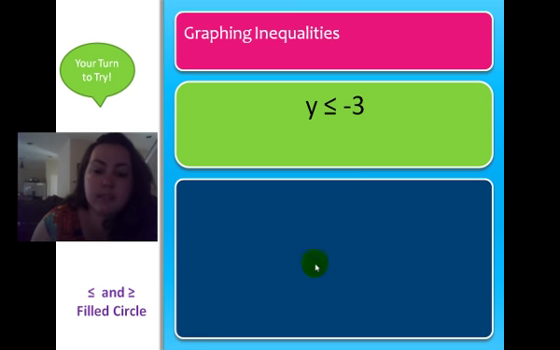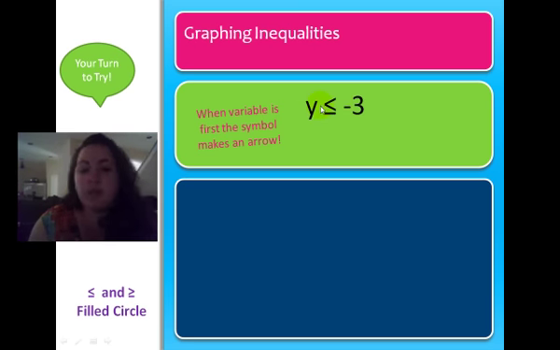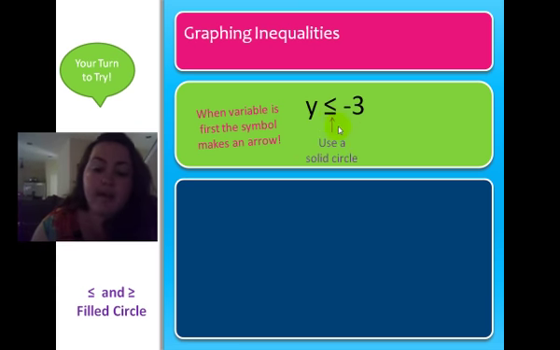Alright, graphing inequalities. We're going to start with a basic inequality. Y is less than or equal to negative 3, and I want to graph it. Remember I said we're going to graph it on a number line. A couple things I need to look out for. When the variable is first, the inequality symbol makes an arrow telling me which way I need to shade. I'm either going to shade to the right or to the left on my number line. Then I need to look at the symbol. If I have that equal to part, I'm going to put a solid circle at negative 3.